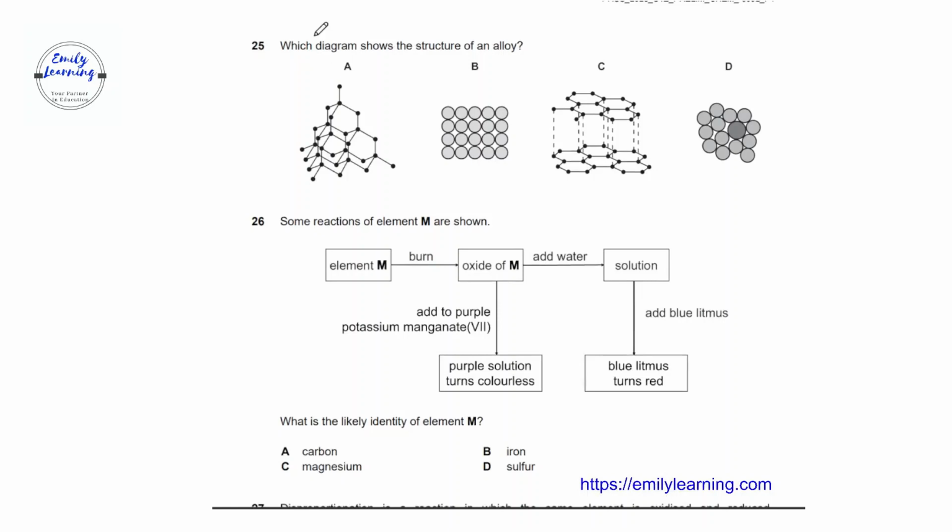Question 25, which diagram shows the structure of an alloy? An alloy is a mixture of metals. So this is out, this is diamond, this is out, this is graphite, this is out, this is a pure metal, because the size of all the atoms are the same. So the answer is D, because you have a different size of atom here, that means it's a mixture. So it's a metal plus an atom of another element, so therefore it's an alloy.